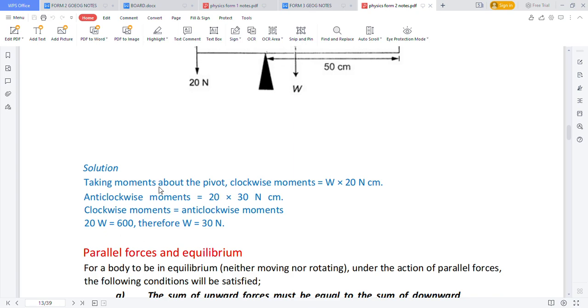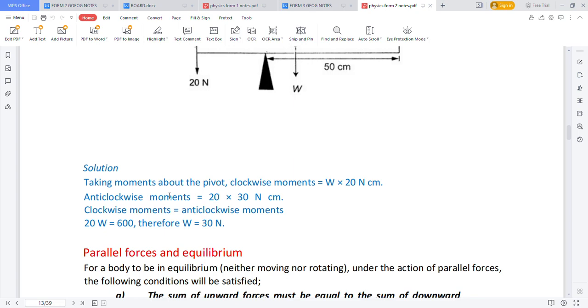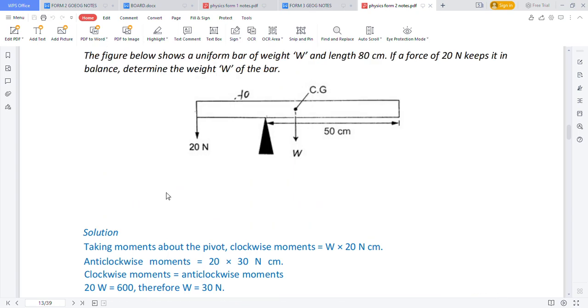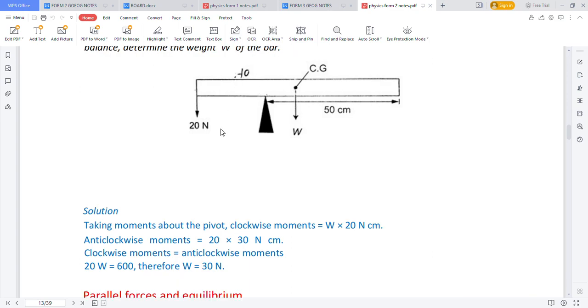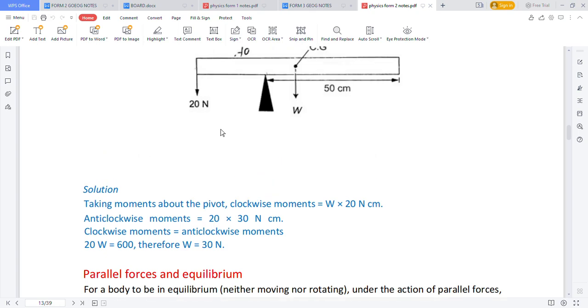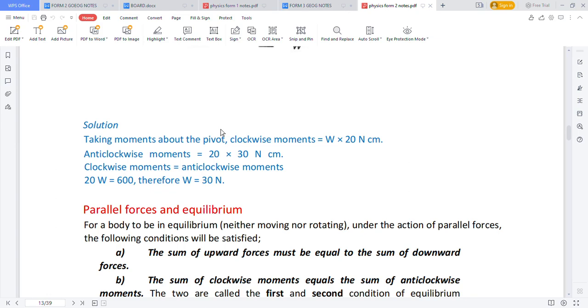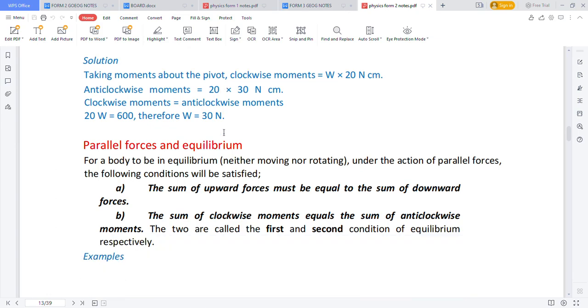So taking moments about the pivot, the clockwise moment is going to be W times 20. Then the anti-clockwise moment is 20 times 30. So the clockwise moment is equal to the anti-clockwise moment. So 20W is equal to 600, then W is equal to 30 Newton.